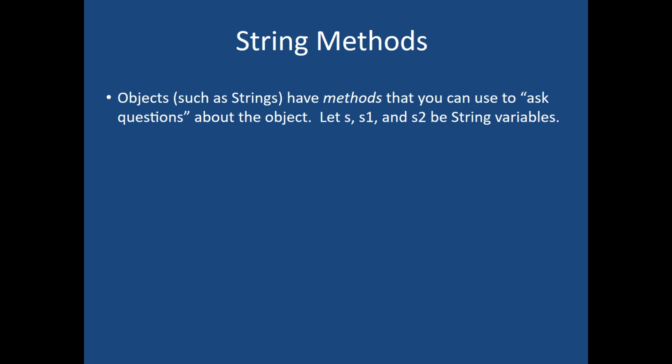We'll assume that S, S1, and S2 are string variables. They contain strings. So to get the length of S, you say S.length. There's one difference. With a static method, you give the name of the class it's from, dot, name of the method, then parameters. With non-static methods, you give object dot method parameters. So you're always operating on some object. So S.length, if S contains world, you get back 5 when you ask its length.